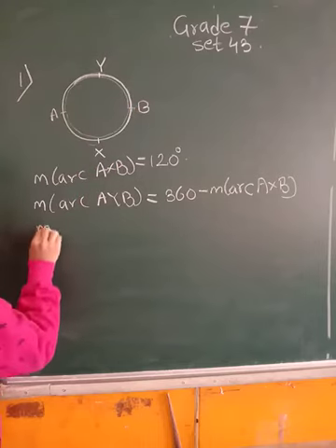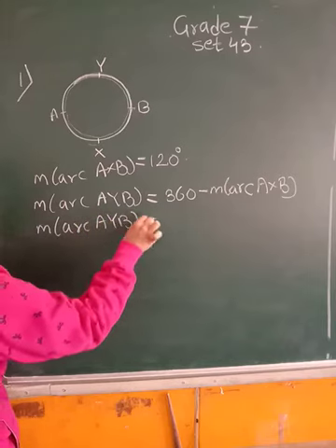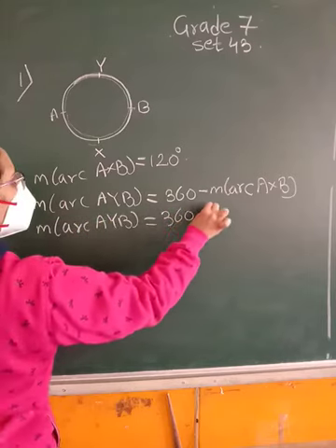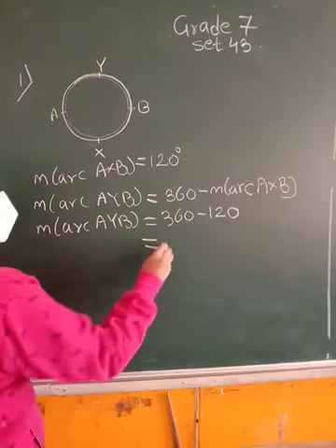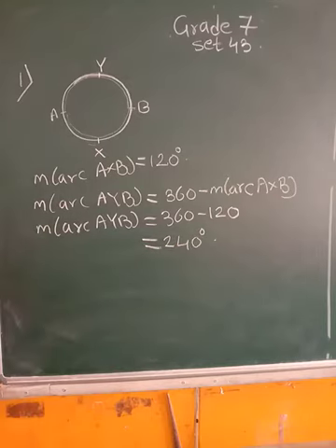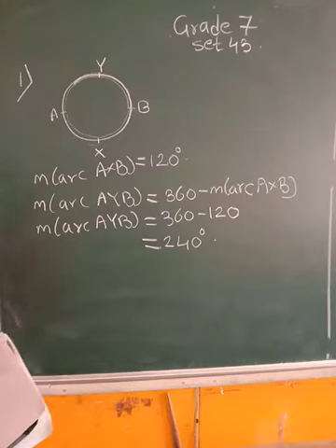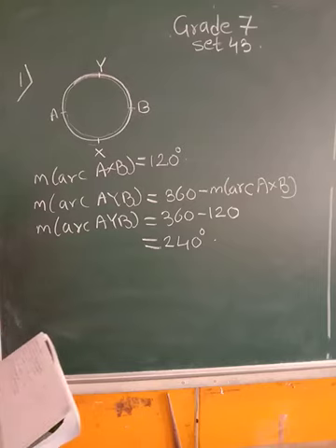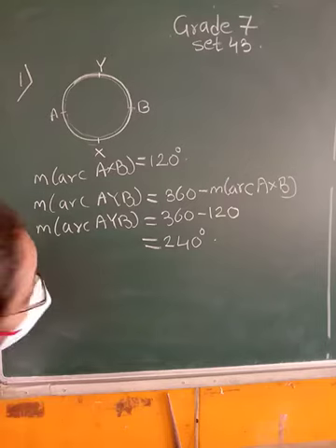So measure of arc AYB is equal to 360 minus 120, which will be equal to how much? It is 240 degrees. Got it everybody? 240 degrees. Now second question, see. Some arcs are shown in the circle with center O. Write the names of the minor arcs, major arcs and semicircular arcs from among them. So let's draw the diagram.